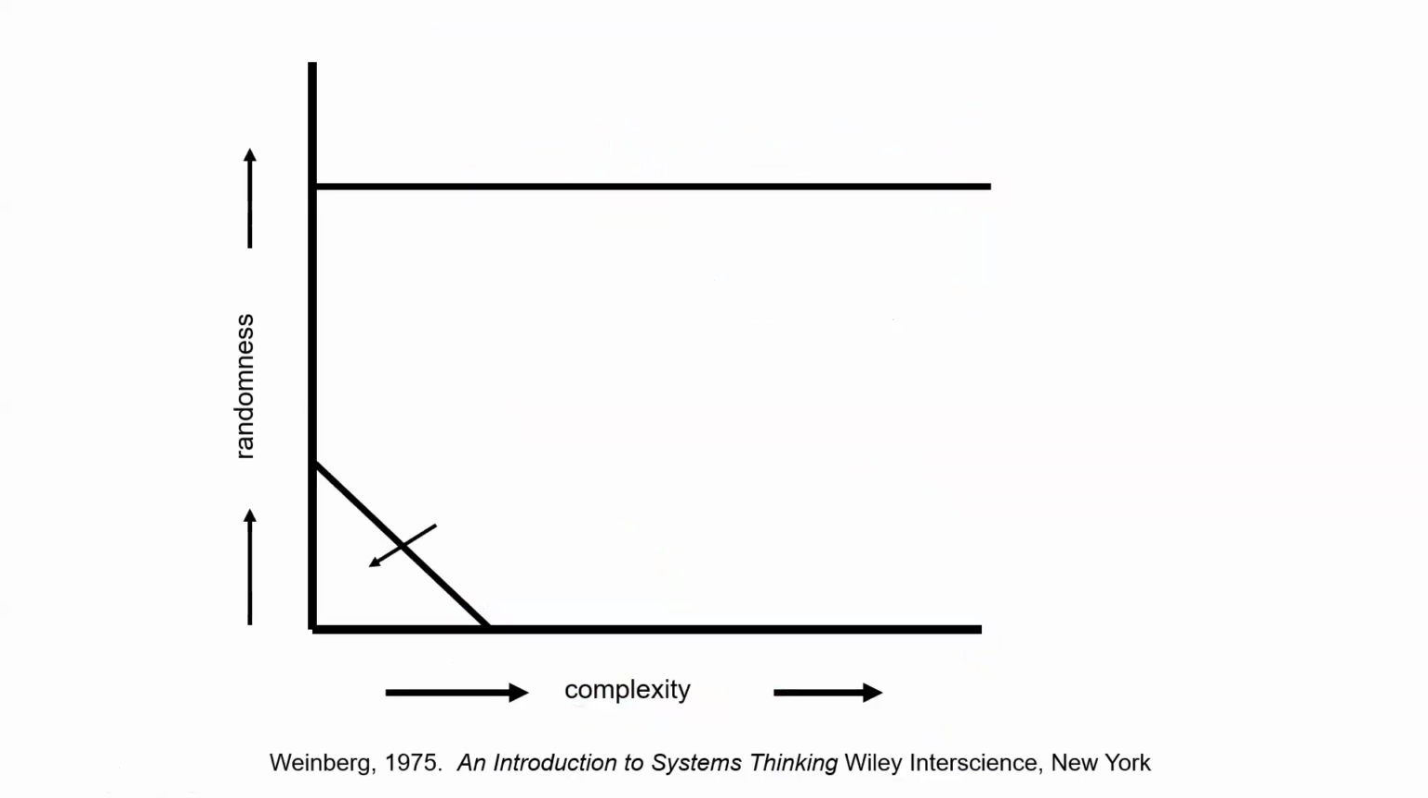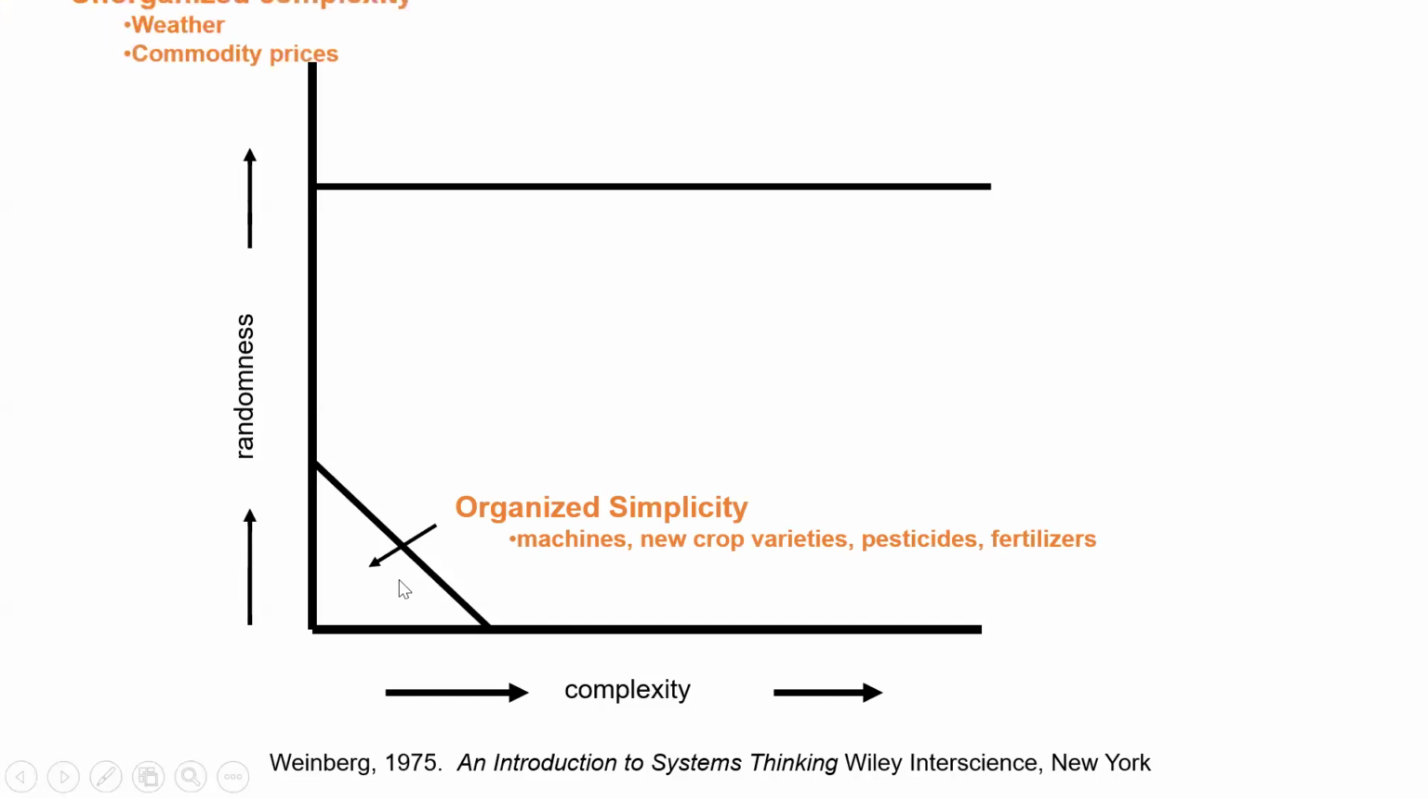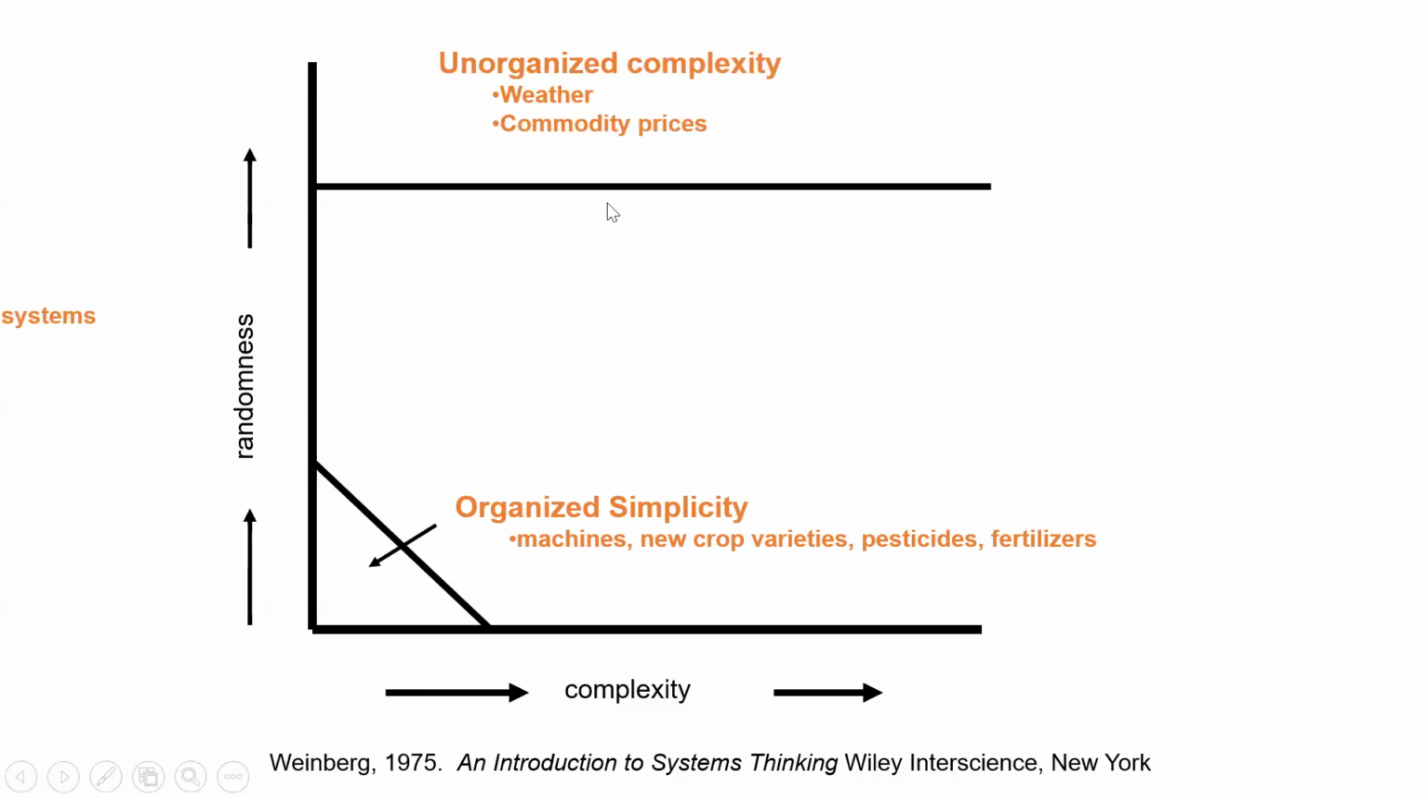Now, you may remember the Weinberg model from an earlier module. And so very briefly, we have randomness here and complexity here in the model. We have three zones: organized simplicity, unorganized complexity, and the zone of systems. And I made the point that this is where farmers live. This is where farm advisors work. This is where scientists work to help people in this semi-structured system to function.